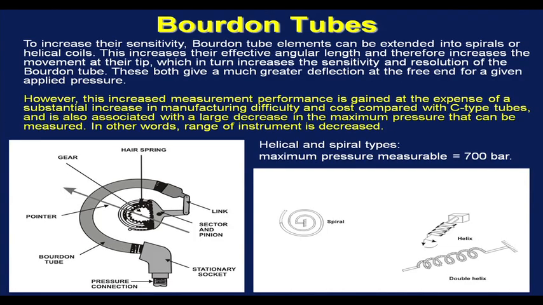So, to increase the sensitivity of the Boron tube, we can increase the angular length, and one way to increase the angular length is to extend the Boron tube element into spirals or helical coils. This will increase the effective angular length and therefore increases the moment of the tip of the Boron tube. Thus, it increases the sensitivity and resolution of the Boron tube.